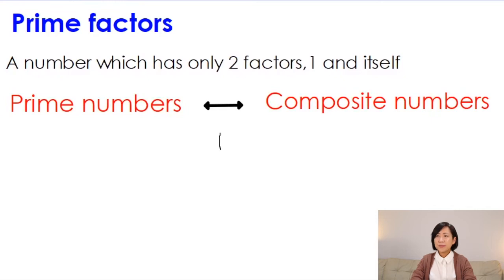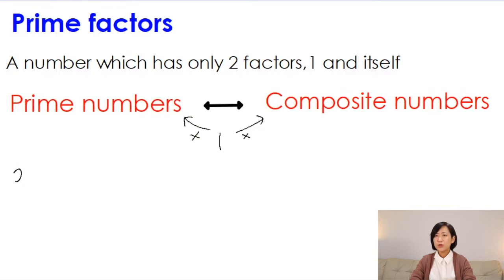Is number 1 a prime number or a composite number? 1 is not a prime number. That is because a prime number must have two factors, but 1 has only one factor, so it's not a prime number. And 1 is also not a composite number, because a composite number needs to have more than two factors, but 1 has only one factor. So 1 is neither a prime number nor a composite number.